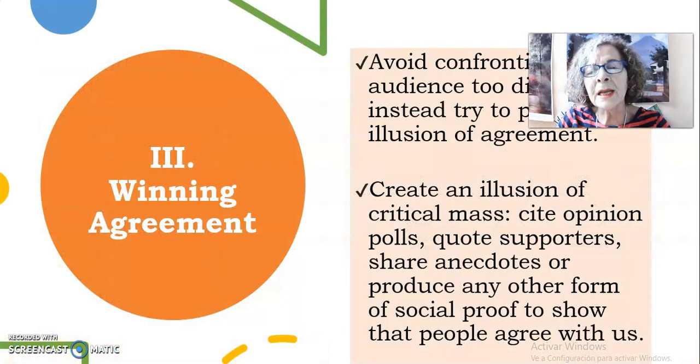Number 3, winning agreement. Avoid confronting your audience too directly. Instead, try to present the illusion of agreement. Create an illusion of critical mass. Cite opinions, polls, quote supporters, share anecdotes, or produce any other form of social proof to show that people agree with us.